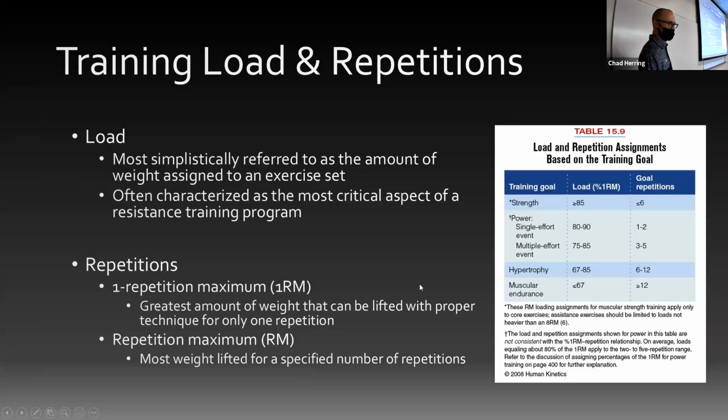You guys can read that. All right. So again, specificity, training load and repetitions. Okay.